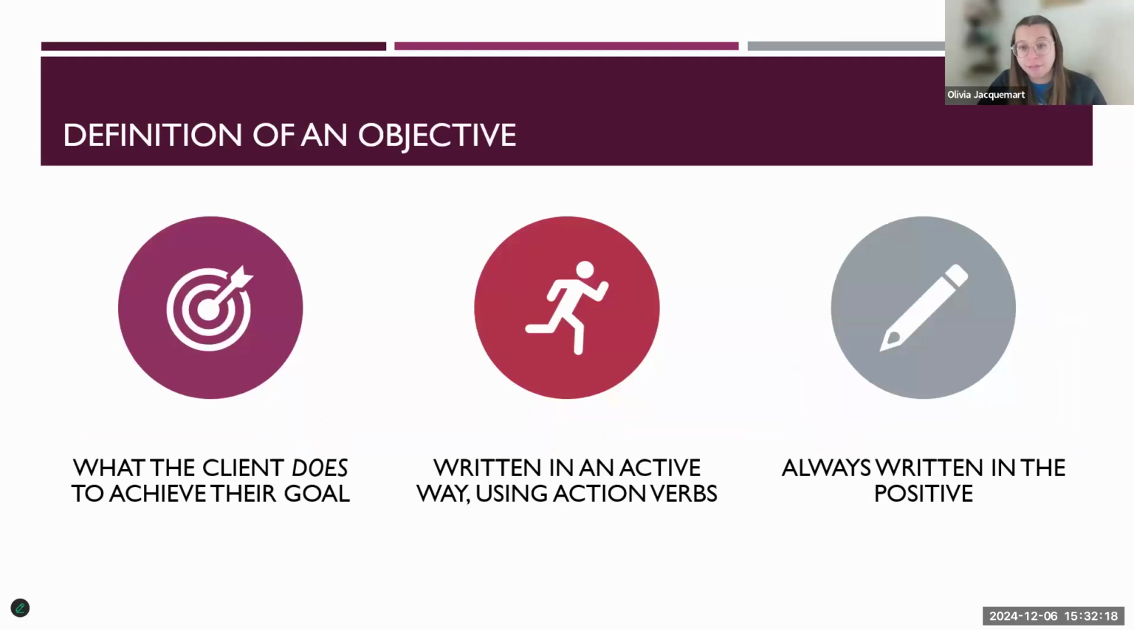And then the objective. The objective comes into play as it is the plan on how or what the client will do to achieve their goal. Because of that, it is written in an active way. It is using those action verbs. And it's also written in the positive. Just remember that objectives must be measurable, achievable, and time specific. If we do not have the ability to measure the objective, how do we know when it's been met? So that is super important there.